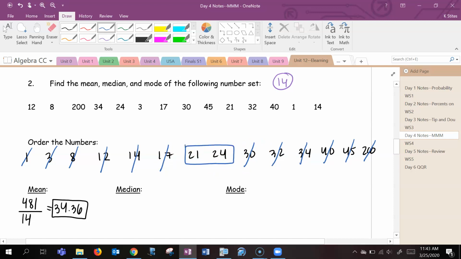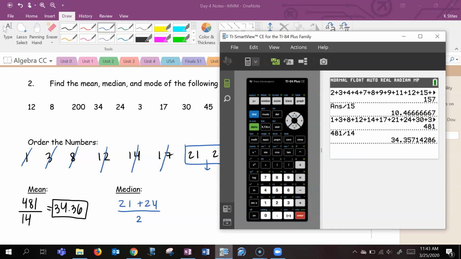All right, so when that happens, what you're going to do is find the mean, or the average, of these two numbers. We will add them together and then divide by 2. Basically this is finding what number is right between 21 and 24.